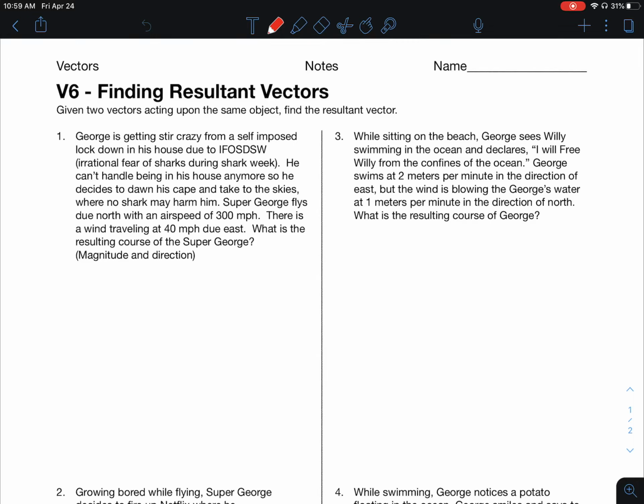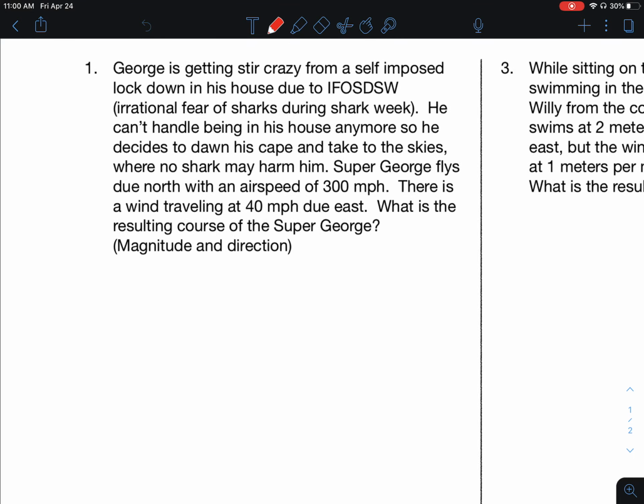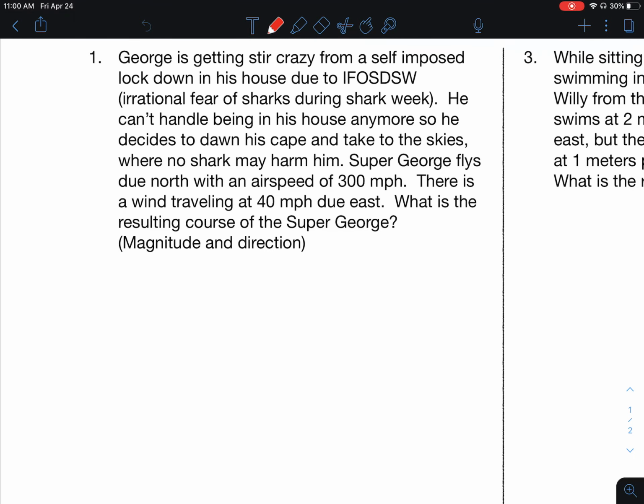Finding resultant vectors. Given two vectors acting upon the same object, find the resultant vector. We're going to start out with problems that are pretty simple, I hope that you'll find, and then we'll move into ones that are more complicated at some point.